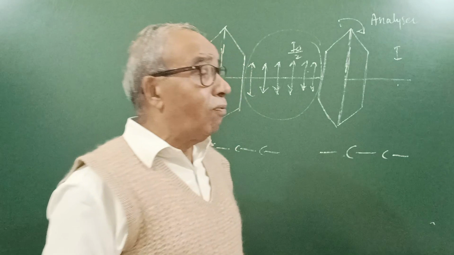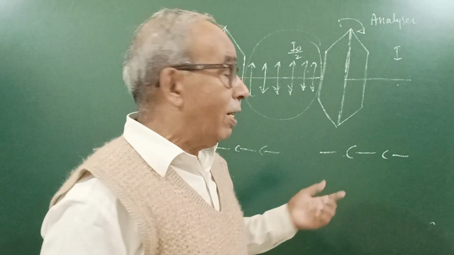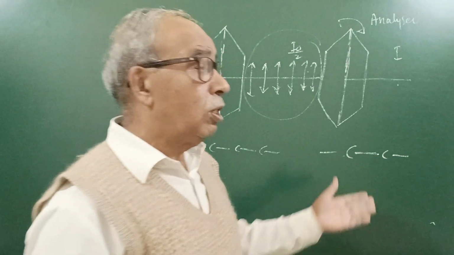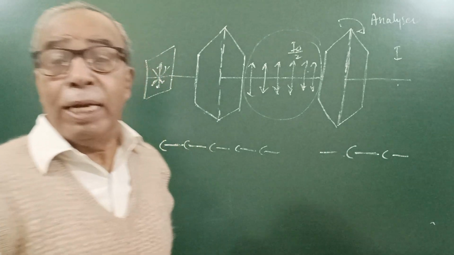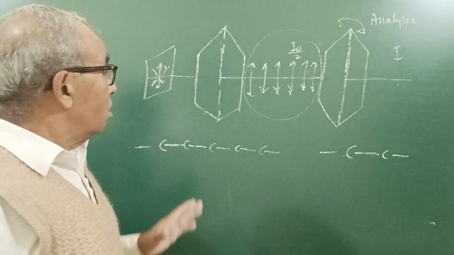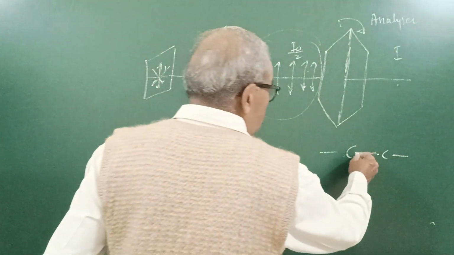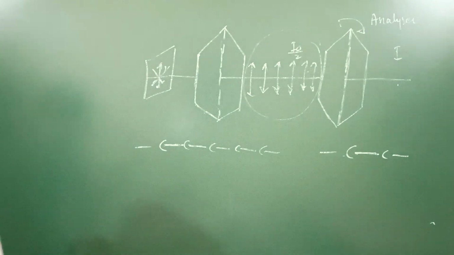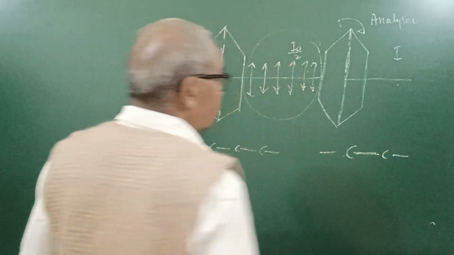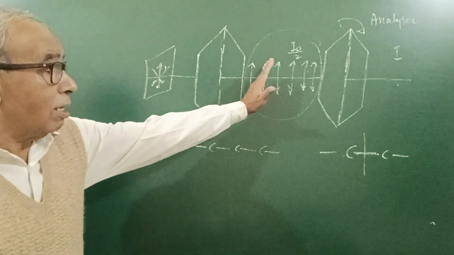In quantum mechanics, the probability of finding the electron is maximum along this length, and hence electrons are free to oscillate along this length. Now when light falls on a crystal of tourmaline, the vibrations of the electric field which are parallel to this bond length get absorbed. Please listen to me very carefully here. Vibrations of the electric field which are parallel to this bond length get absorbed, and those which are perpendicular are not absorbed, and that light comes out.